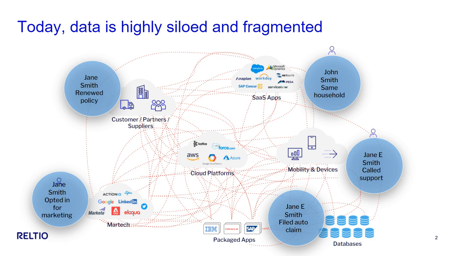Forrester actually says that 91% of organizations say that it's challenging to actually use this data for data insights, and less than half of their decisions are actually made using real data.